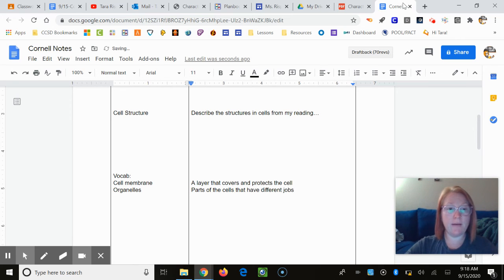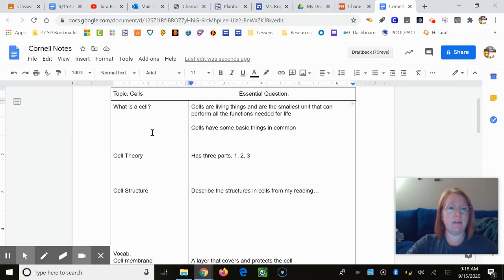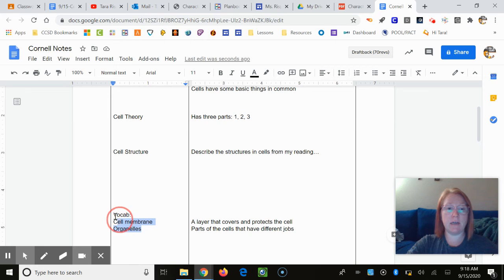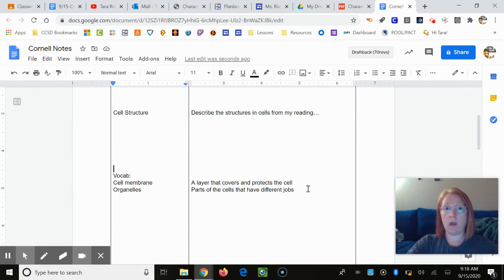Okay, so this is how we are taking our Cornell notes. Once again, in the left-hand column, you're going to just want to put a few words. You're not going to want to have to write a lot. In the right column is where you put all of your descriptions, your thoughts, what you learned from the reading.